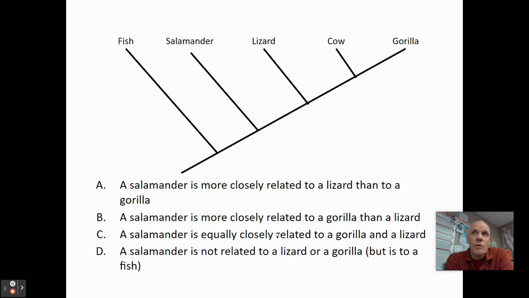Last, here's another question. Which one of these statements is correct? So pause the video, take a minute, and see if you can come up with the correct answer. And the correct answer is C.